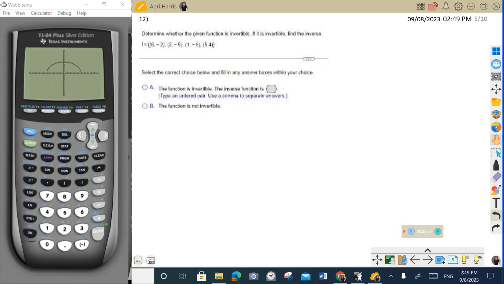Okay, on number 12, it wants you to determine whether the given function is invertible. If it's invertible, find the inverse. Well, inverse means you switch x's and y's. So I'm just looking. Yeah, it's definitely invertible. So all you got to do is switch all your x's and y's. So the inverse is going to be set notation, which they already have for you there. It's going to be negative 2, 6, negative 5, 2, negative 6, 1, and 4, 5.